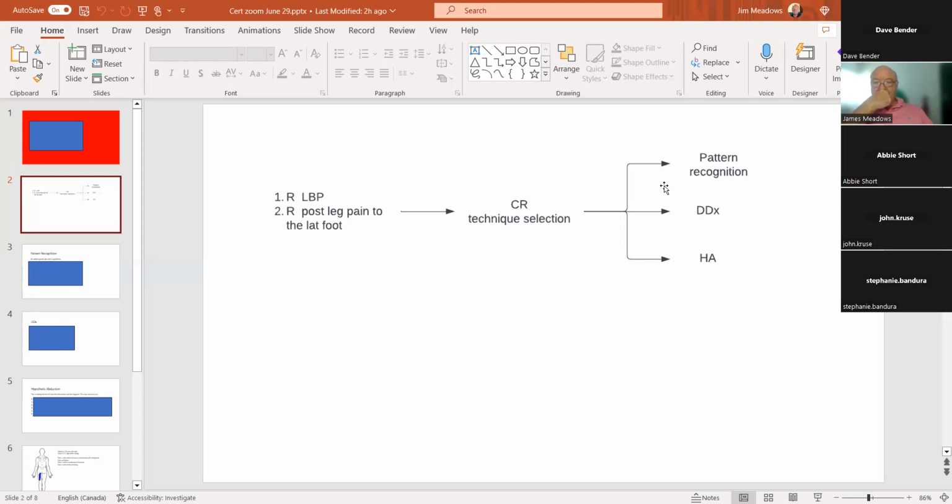I would most likely go with pattern recognition, just because of the posterior leg pain to the lateral side of the foot, thinking of L5, S1 potential, L4, L5, S1. Okay, and yeah, that's good. That's absolutely fine. I would think most people would agree with that, wouldn't you? The problem is, pattern recognition says that you know that's what it is. That's your diagnosis.